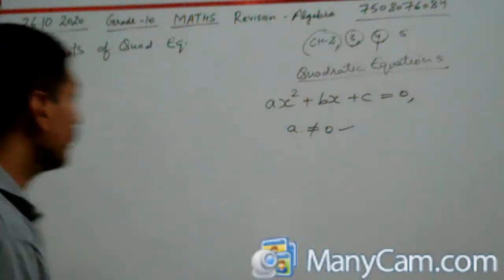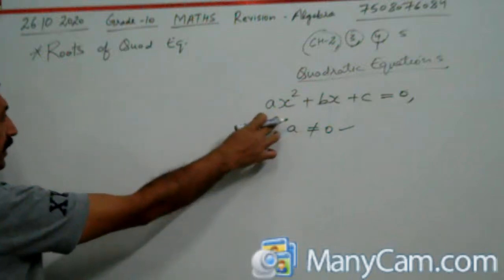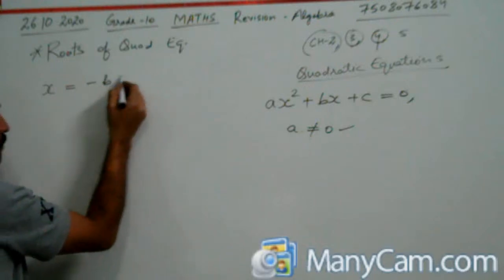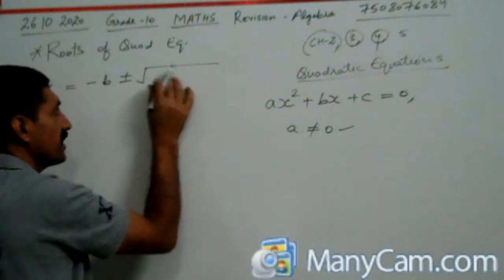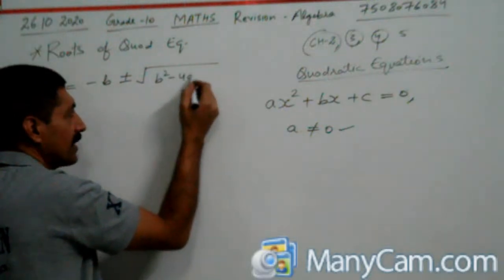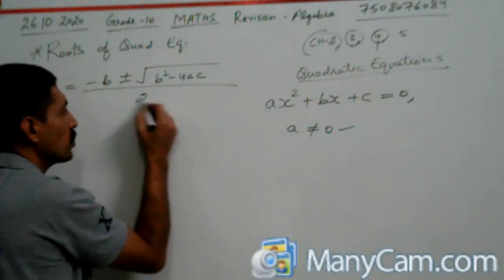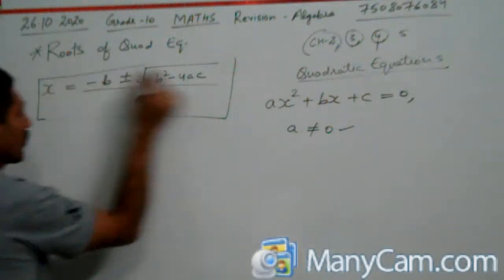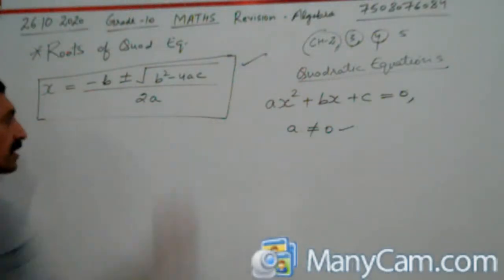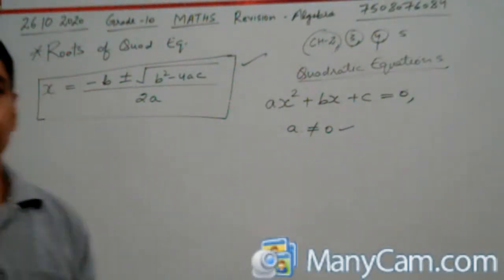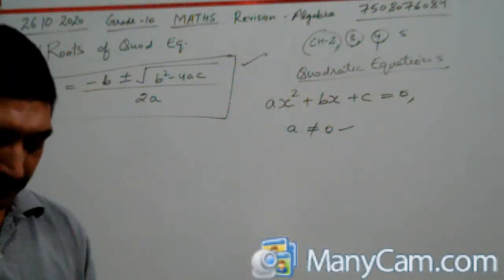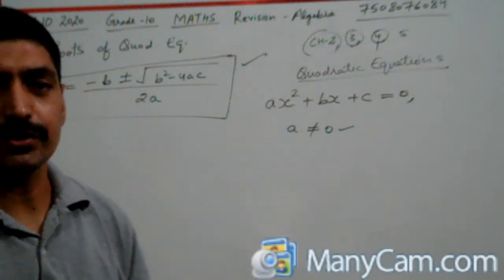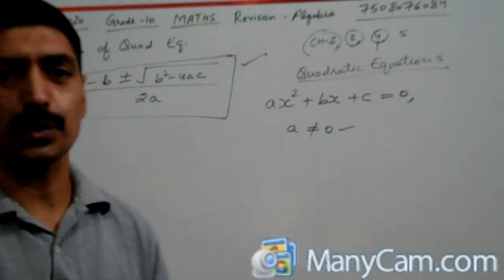I have already discussed with you the quadratic formula. The quadratic formula says the value of x is equal to (-b ± √(b² - 4ac)) / 2a, where b² - 4ac is the discriminant. Right? Even we can derive this quadratic formula with the help of the completing the square method. Okay. And last is the nature of roots, and then application based questions.